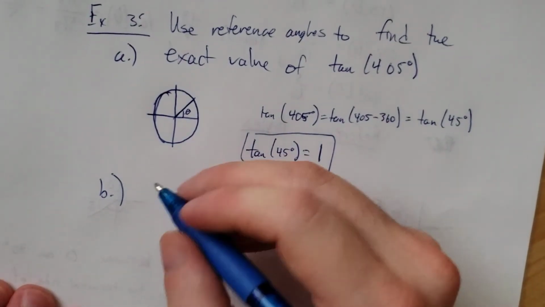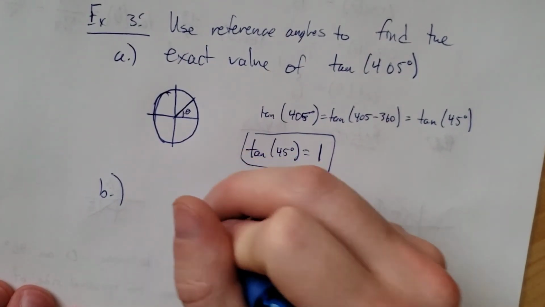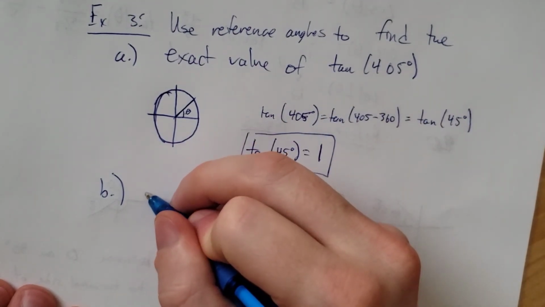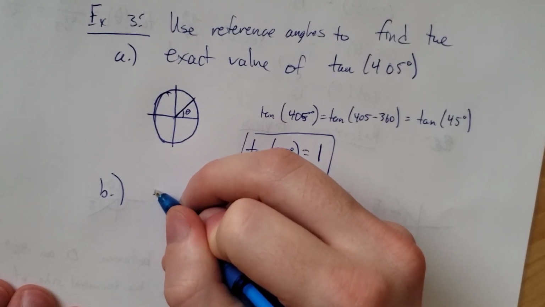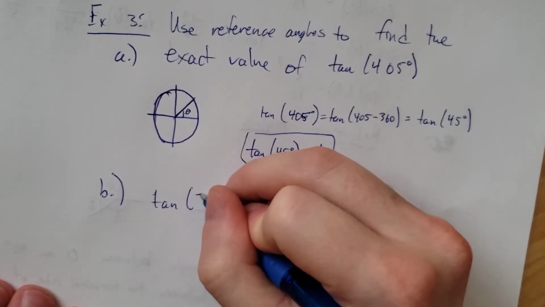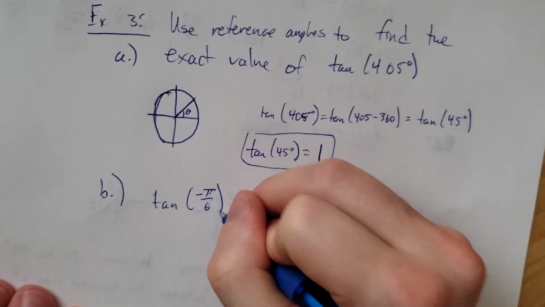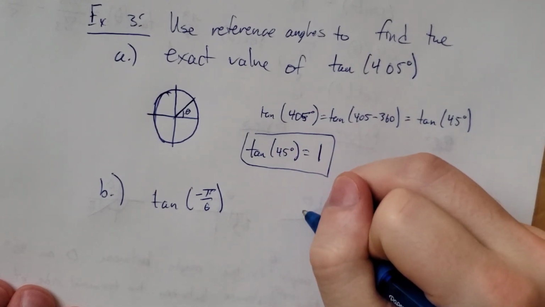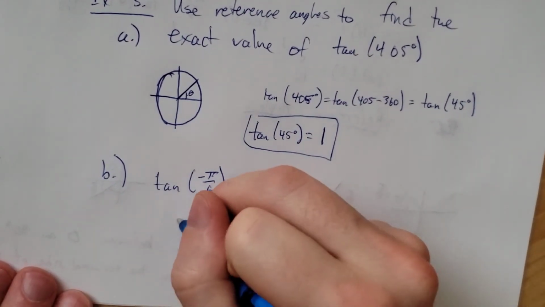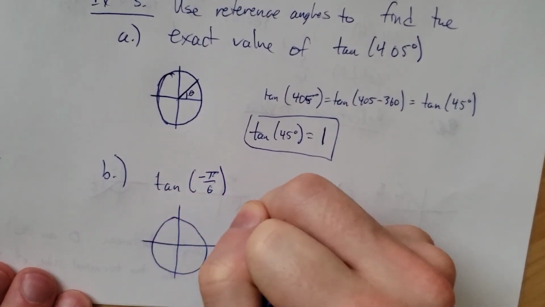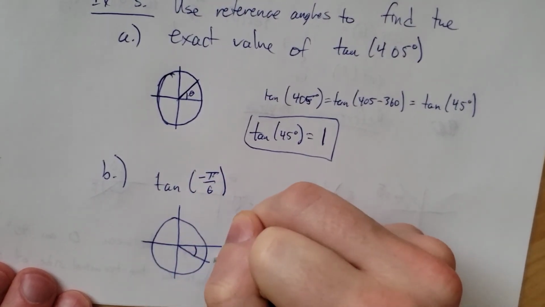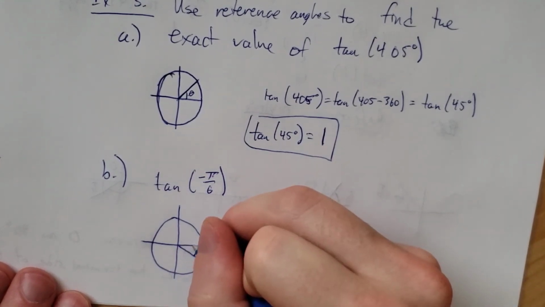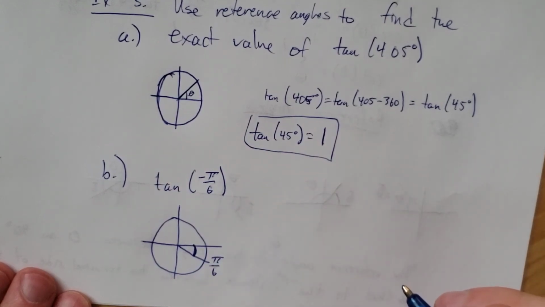I'm going to do, find the reference angle to find the exact value of tangent of negative pi over 6. Well, let's draw the picture again. Negative pi over 6 goes down here by pi over 6. So this is pi over 6.